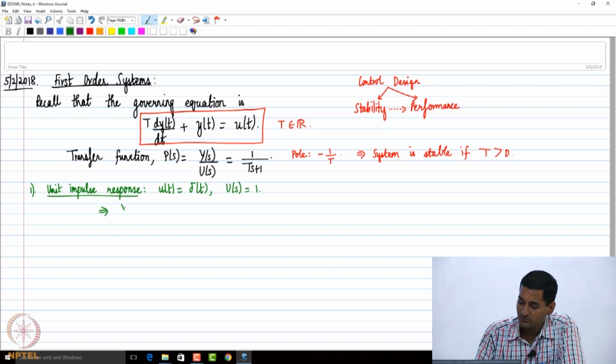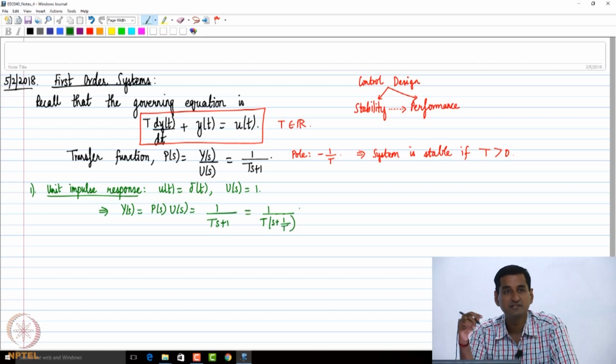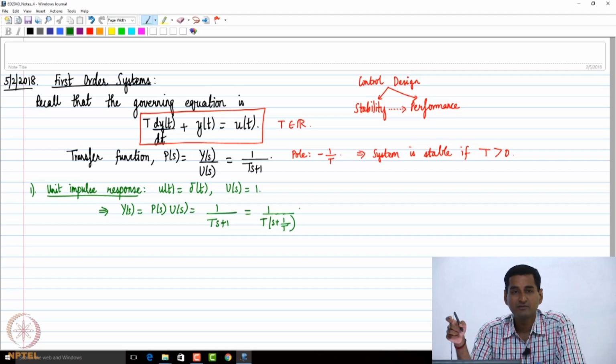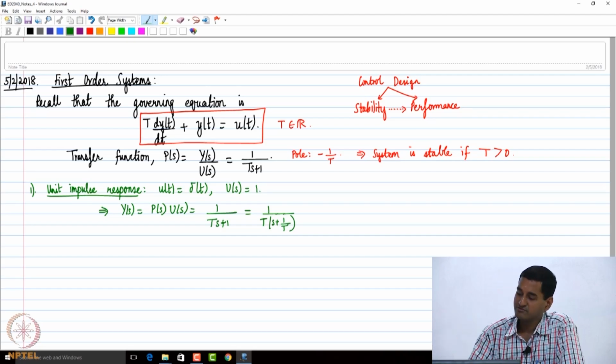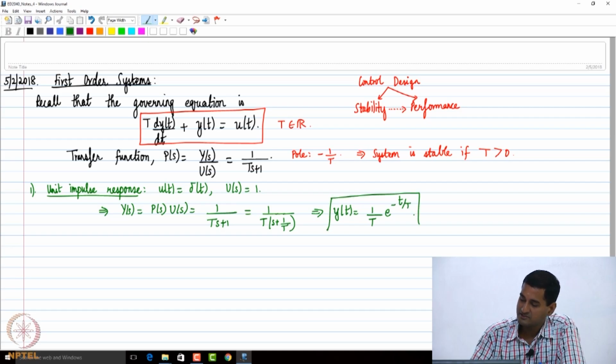So u(s) is 1, right? Immediately Y(s) is equal to P(s) times U(s), which will just be 1 by Ts plus 1. And how can I simplify this? I can rewrite this as 1 by T times (s plus 1 by T), so that we get the form 1 divided by s plus a, right? Then we immediately observe that y(t) is equal to 1 by T e to the power minus t by T, right?